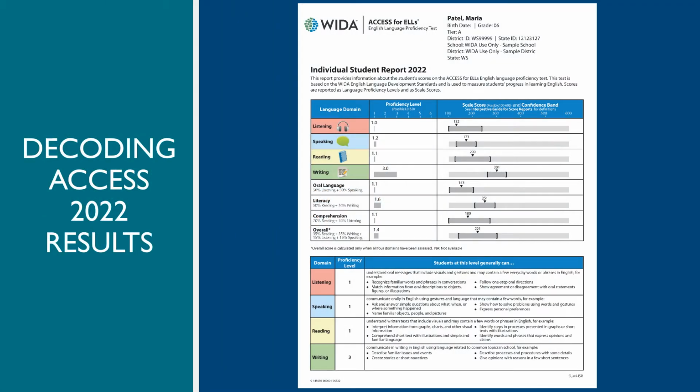This slide is a representation of a student's individual 2022 access results. The student, Maria Patel, is in grade 6 and has taken the Tier A grade 6th through 8th grade cluster WIDA access test. The Tier A level could indicate that Maria is a newcomer with little or no English language background. This also includes the following demographics on Maria: district ID, school, district, and state information. Take a few seconds to view the individual student report.